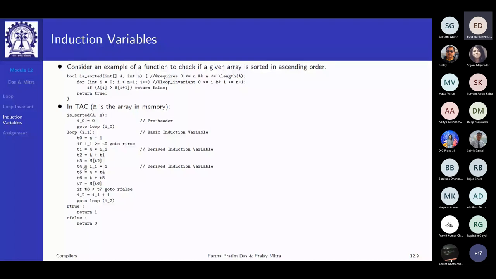So we compute: A is the base address, T1 is the offset. I add T1 to A to get the pointer to the particular starting byte of this A[i], and put it into T2, and then use the memory array referencing to get the value of M[T2], which is basically A[i] at the high level, in T3. And then we compute I plus 1 in T4, do the same thing, compute the offset, add to the base, and get T7 as A[i+1].